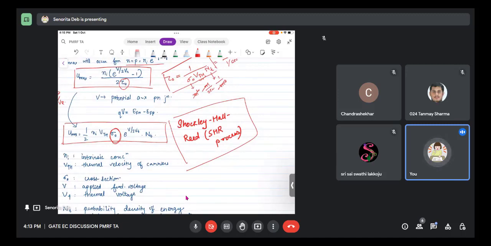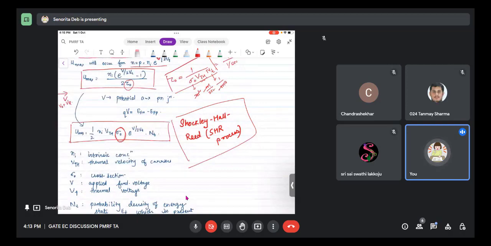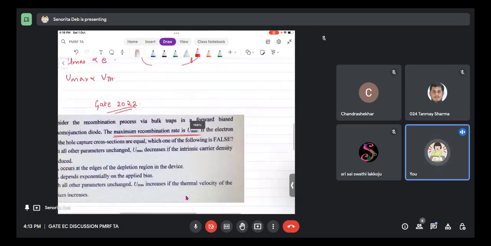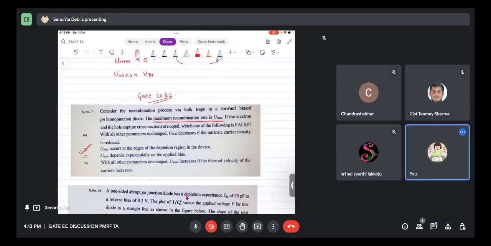I'm not discouraging you, but don't read and delve into it at the cost of your practice of other questions. Am I clear? So what you were asking, that you were unable to understand this question itself, right? This is nothing but just a normal forward bias diode. There is some recombination happening and they are asking what will be the maximum recombination rate depending on. It is just a formula which you have to see and see what the parameters are.